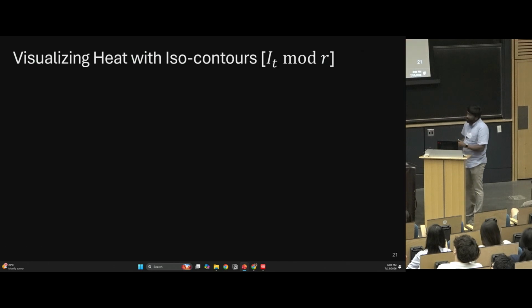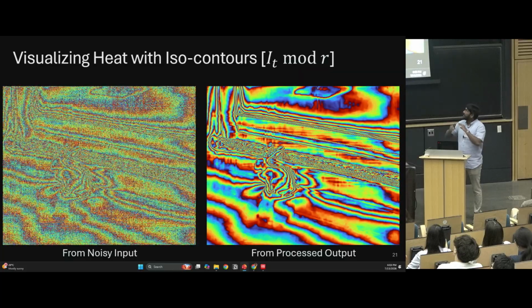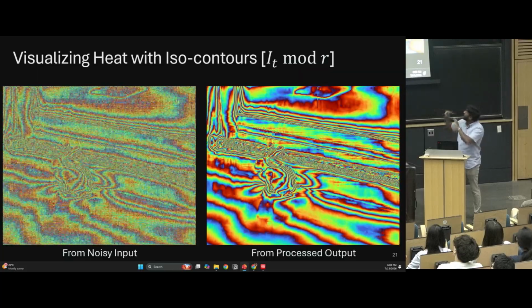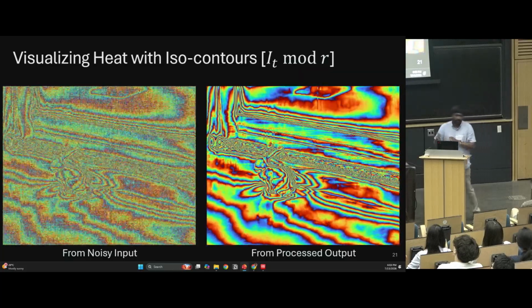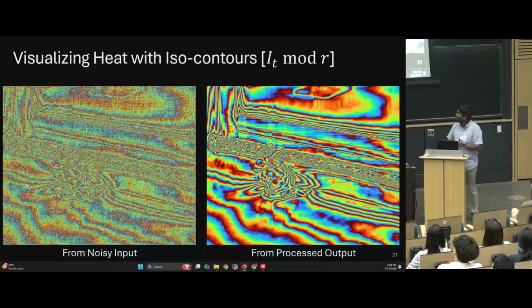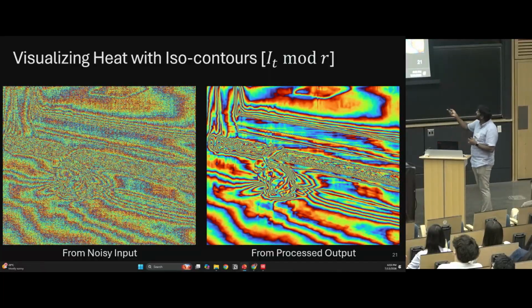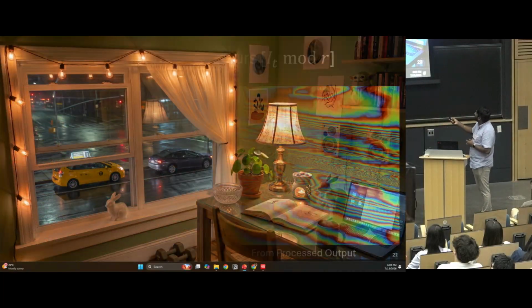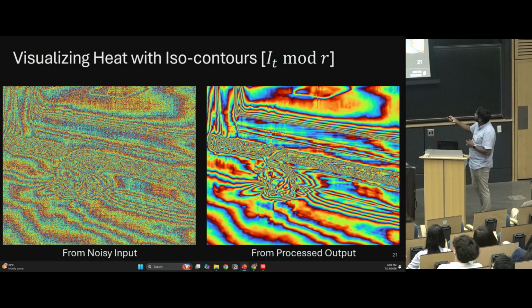Another option is what we call isocontour maps. This simply means we apply a color map to the modulus operator. So you take the image, you apply a modulus operator, and then you apply a color map. What this introduces is high contrast edges, which are easier for our perception to actually track.